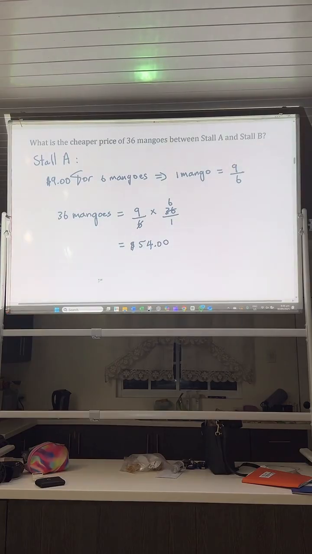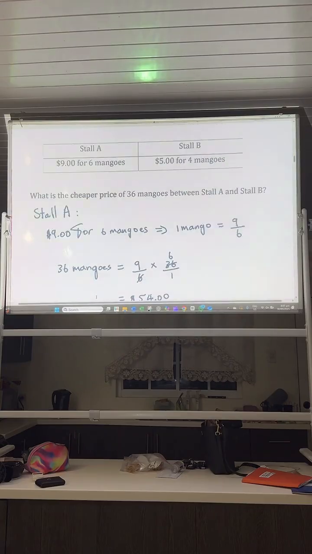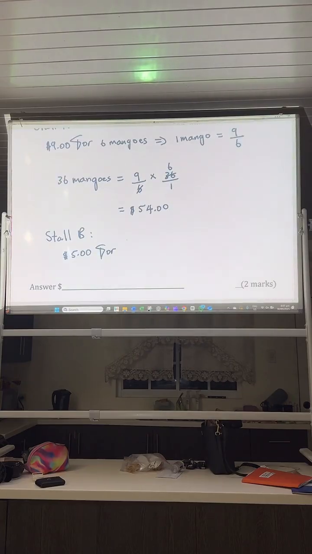You all got this? Raise your hand if you got this. Proper. So stall B, let me deal with stall B now. Stall B, right? So stall B was how much? $5 for how many mangoes? 4 mangoes.